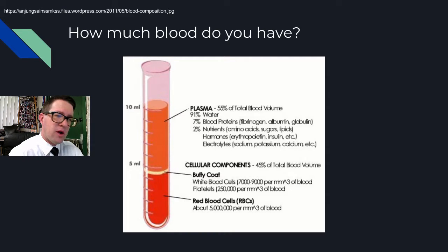Most of that is going to be what we call the packed cell volume, or your red blood cells, or your hematocrit. We'll also have a little layer of things that we call the buffy coat, which would be your leukocytes or white blood cells, and your platelets or thrombocytes.